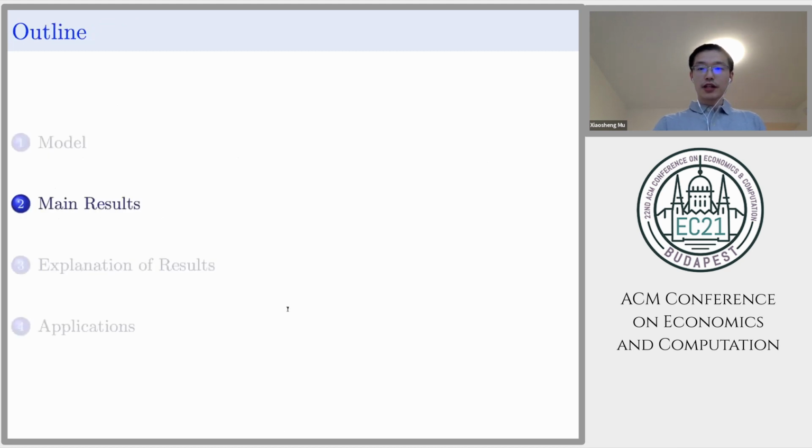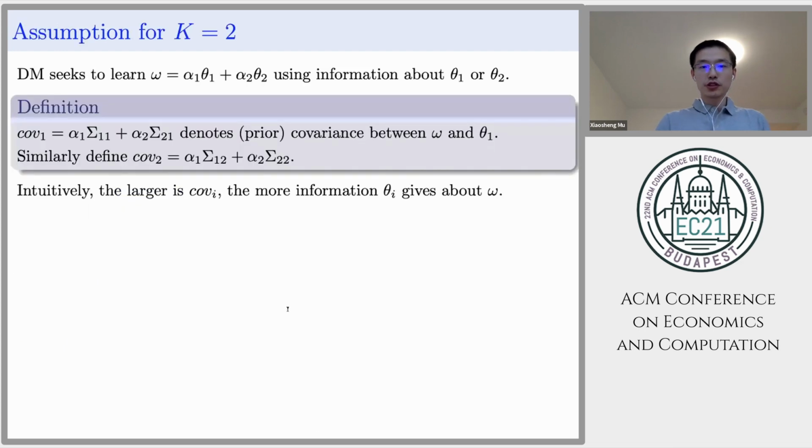So let me now get into describing the main results in the paper. I'm going to start by discussing the simple case of just two attributes and two sources. In this case, the decision maker wants to learn omega, which is equal to alpha 1 theta 1 plus alpha 2 theta 2, using information about theta 1 or theta 2.